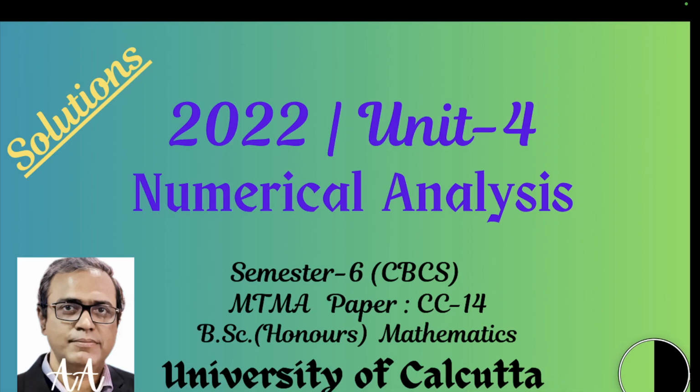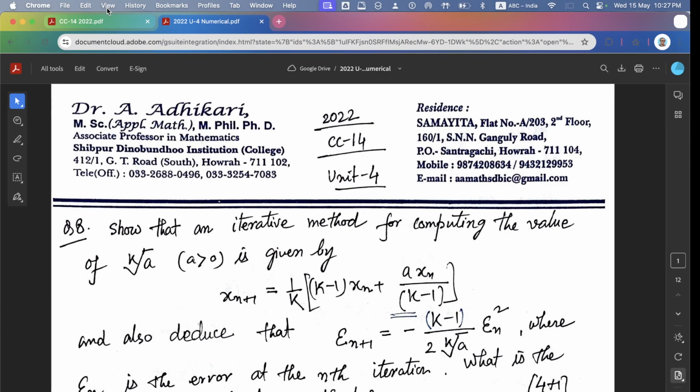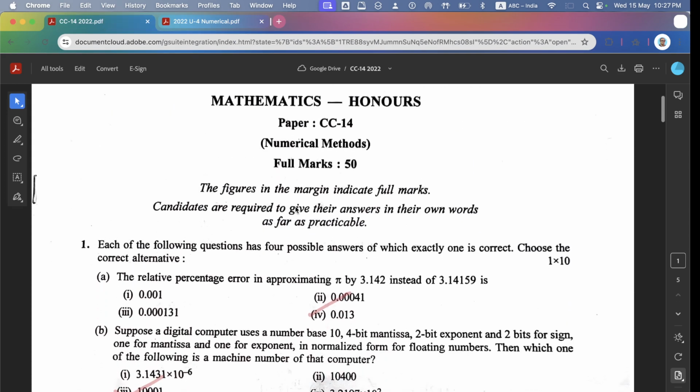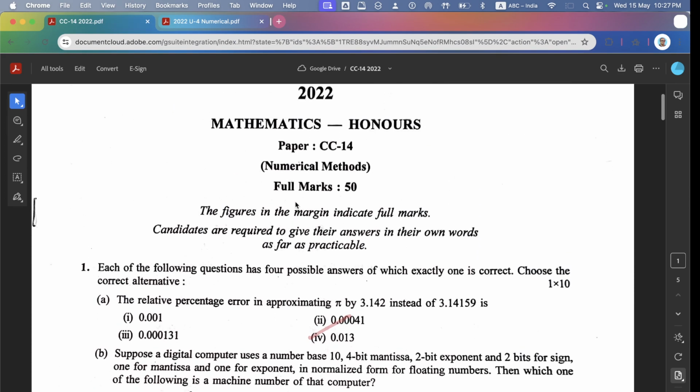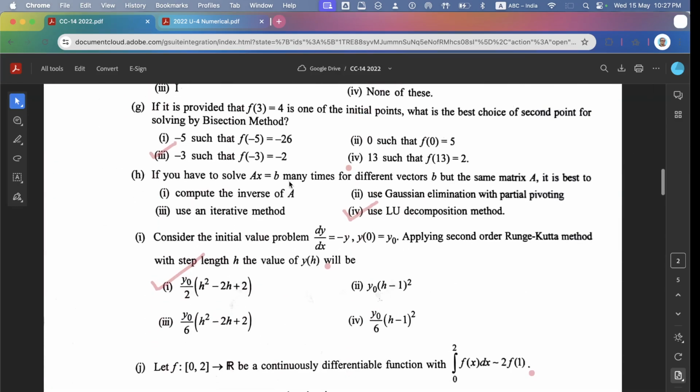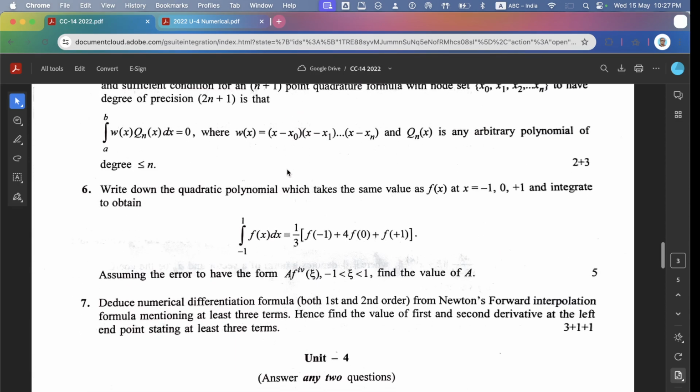Now we discuss Unit 4, 2022 Numerical Analysis, Semester 6. 2022 CC-14 Numerical Methods, Unit 4.